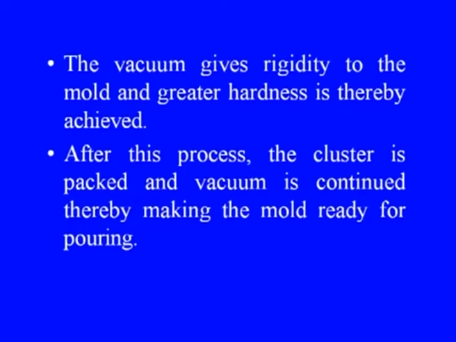Two plastic films are used to encapsulate the mold in between, and vacuum is applied in the sand mold. The vacuum gives rigidity to the mold, and consequently greater hardness is achieved. After this process, the cluster is packed and vacuum is continued, thereby making the mold ready for pouring.